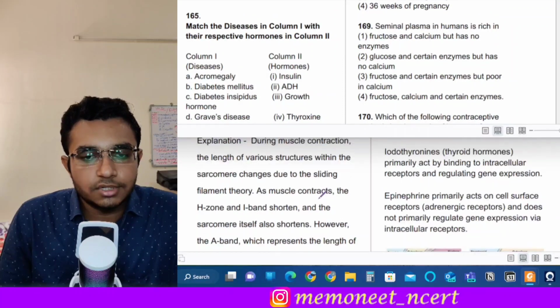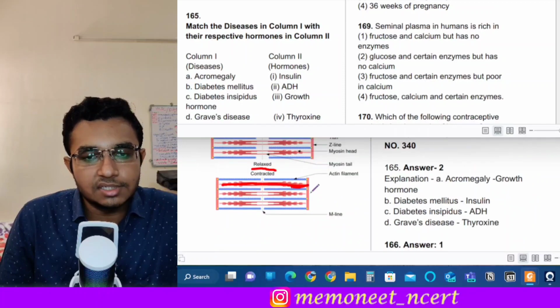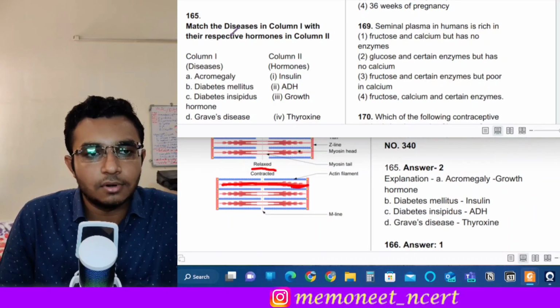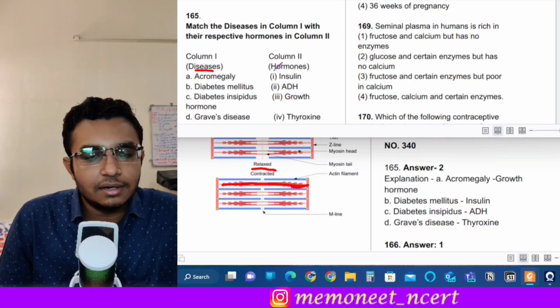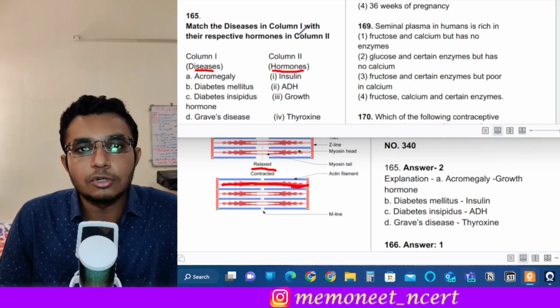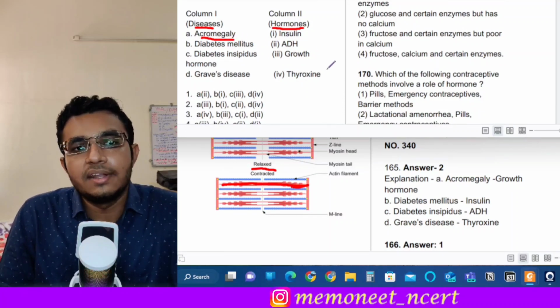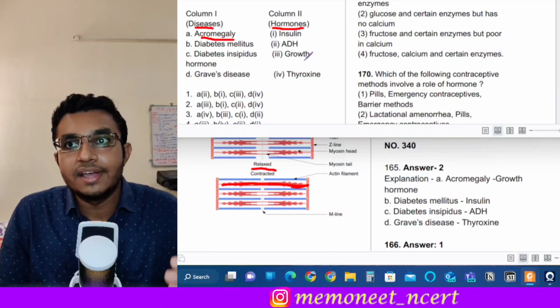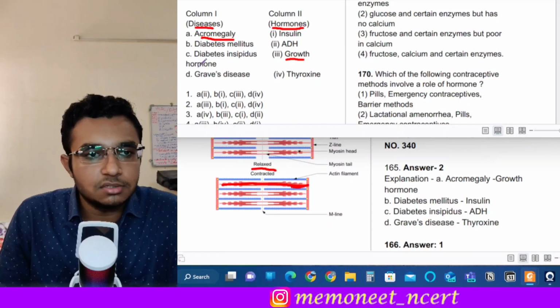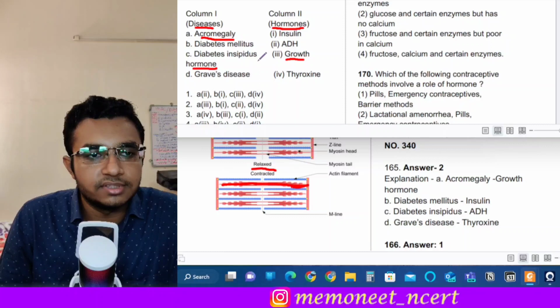Moving on to the next question, that is question number 165. It is the match the following question. There are different diseases given over here, and they are asking with which hormone they are associated. Okay, the first is acromegaly. Now, as you know, acromegaly occurs when there is excessive growth hormone, right? And the growth hormone is secreted by the pituitary gland. So A goes with 3.